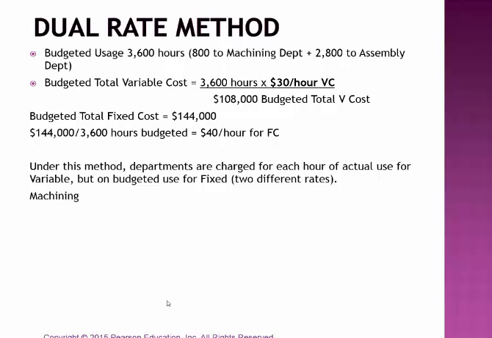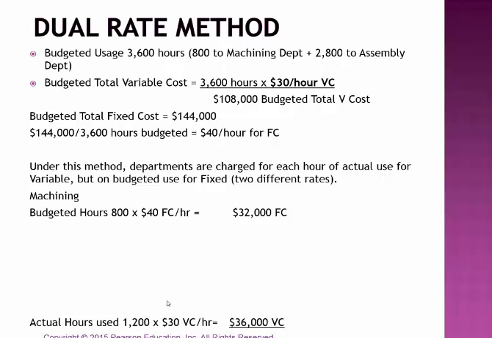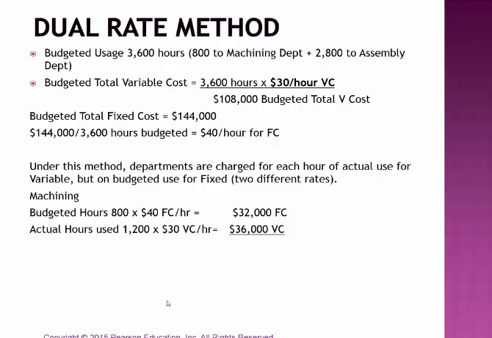So the machining department had 800 budgeted hours. That's what we're going to use for the fixed cost. So 800 times the 40 gives us 32,000 for fixed cost, goes to the machining department. And for their variable costs, they use 1,200 actual hours at $30 an hour equals 36,000. Adding those two together, machining department gets $68,000 allocated.